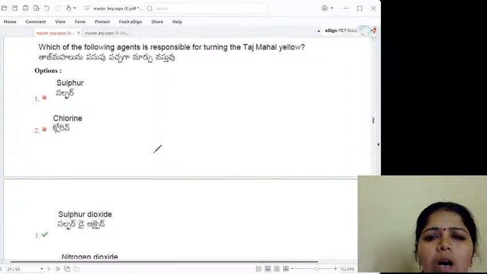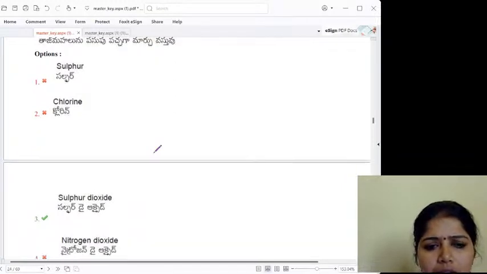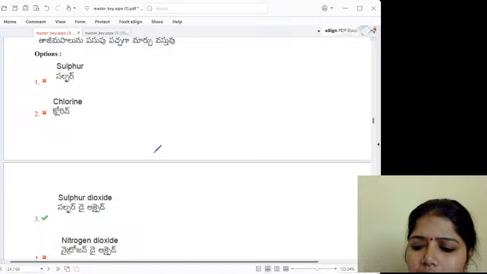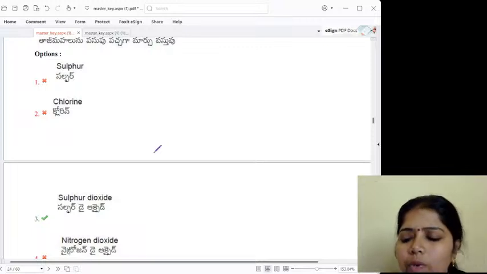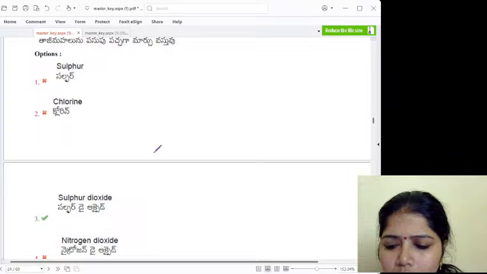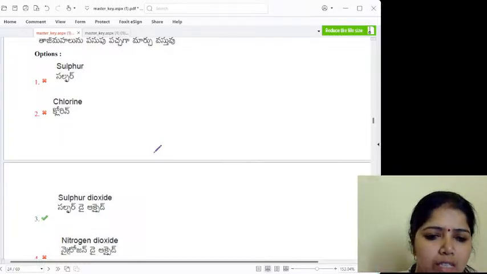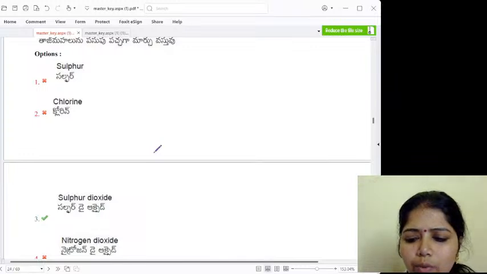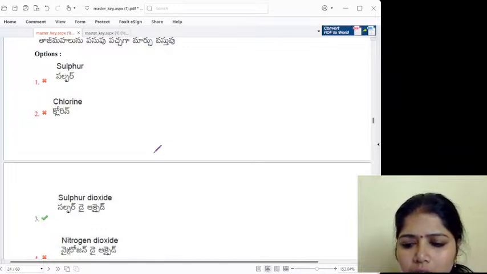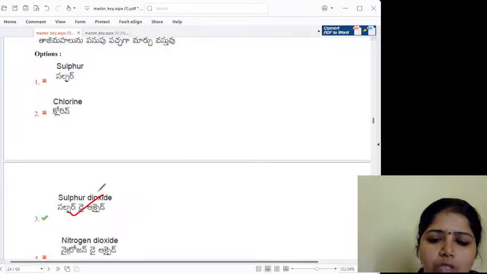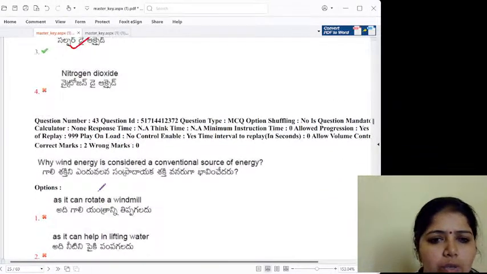Which of the following is responsible for turning the Taj Mahal yellow? Yes, it is sulfur dioxide. Yes, that is because of sulfur dioxide only. This is also right. No problem with this question. 42 is also right. Yes, 42 is also right. No problem with this question.